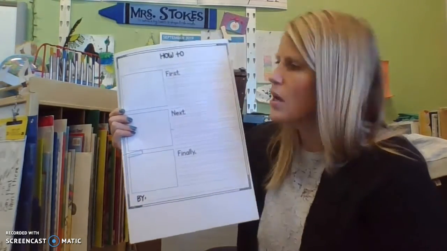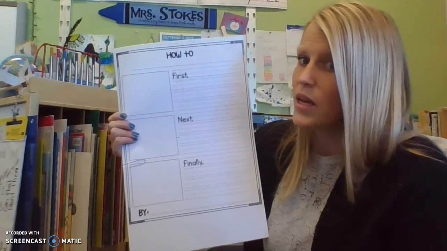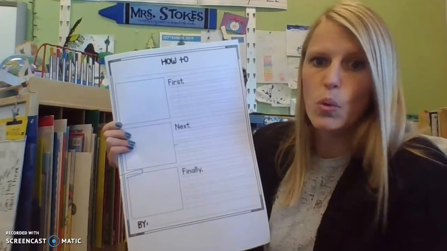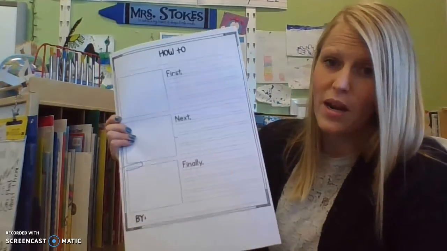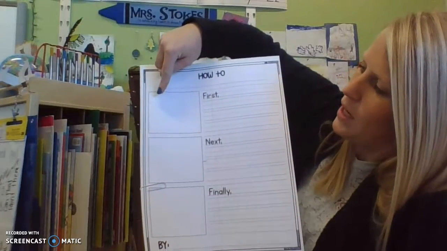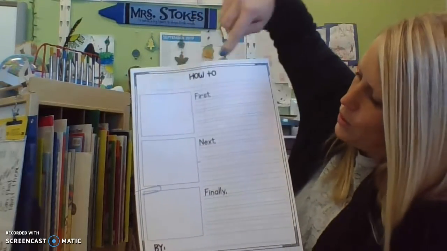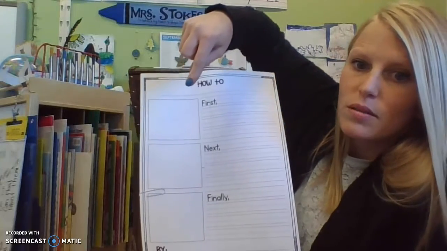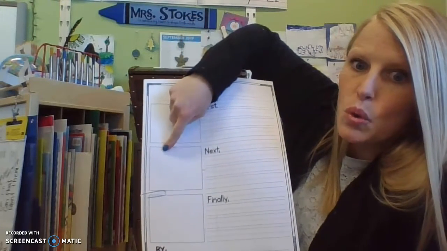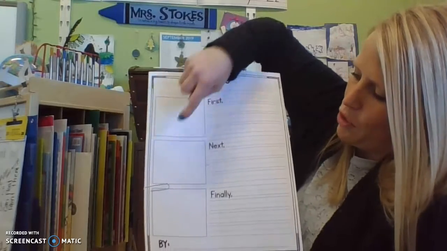brushing my teeth, right? So I might say, the first important thing to brushing my teeth is to get my toothbrush and my toothpaste, right? I can't brush my teeth without those. So I might draw a picture of me getting my toothbrush and my toothpaste, right? So first I get those. Next, I put toothpaste on my toothbrush. So I would draw a picture of that.